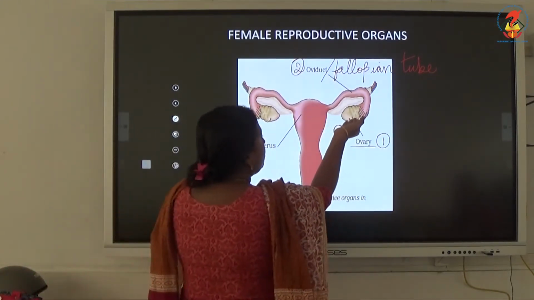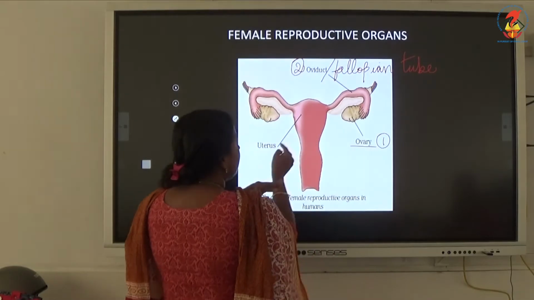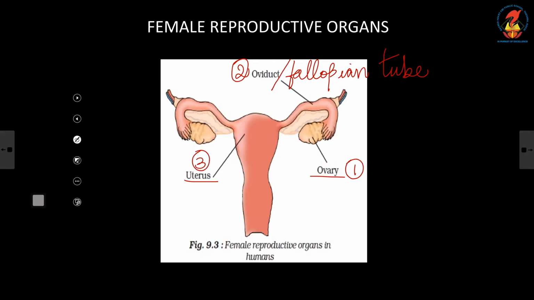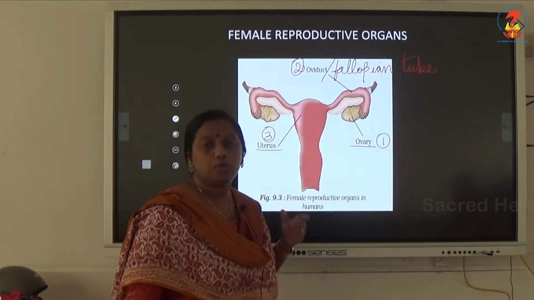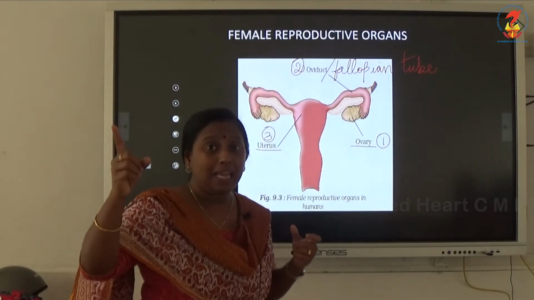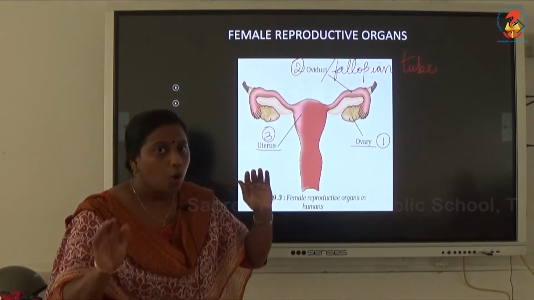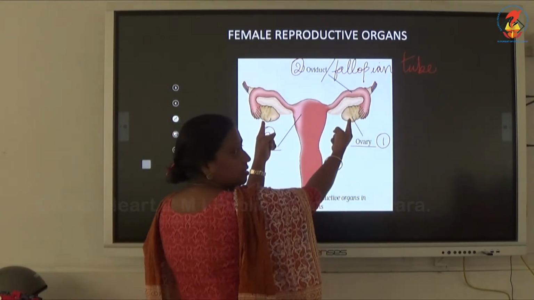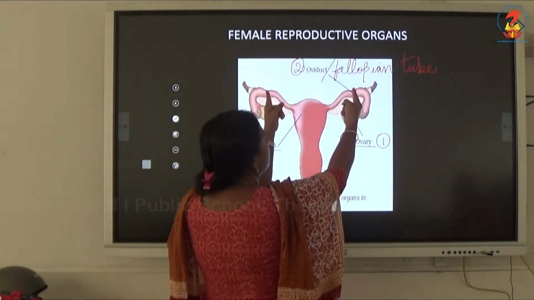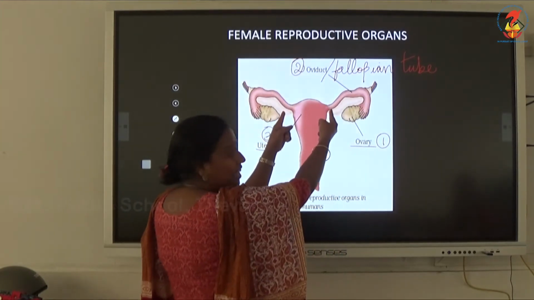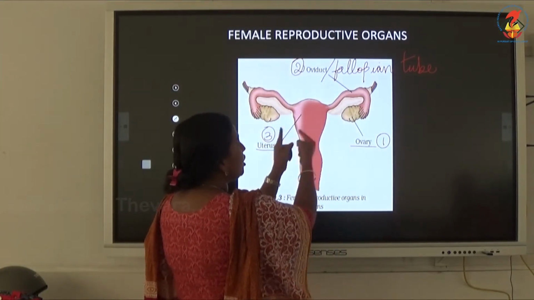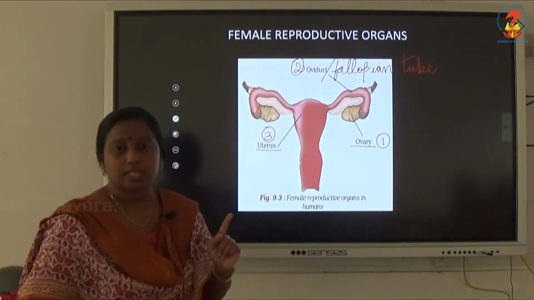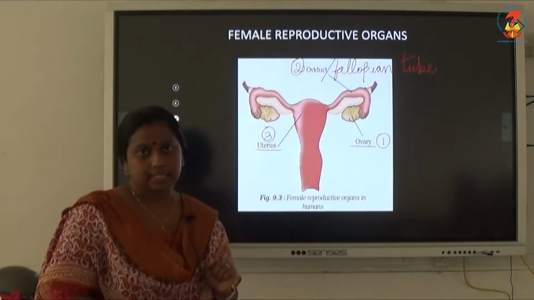And this fallopian tube from both sides will come and join into a uterus, which is part number 3. And how many uteruses are there? There is only a single uterus, as in the case of males there is only a single penis. Hope it is clear. So, the female reproductive system consists of a pair of ovaries. Starting from the ovaries, you have a tube called the fallopian tube or the oviduct. The oviduct will come and join into the next part, called the uterus.